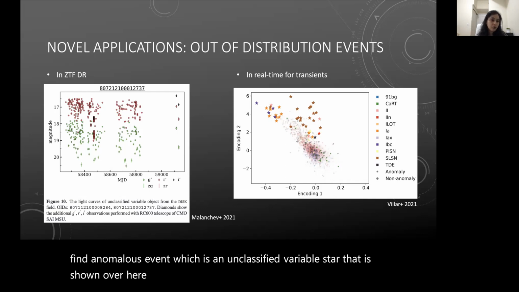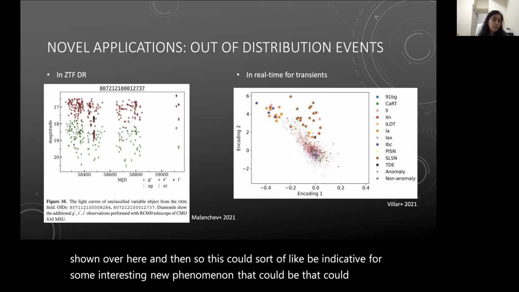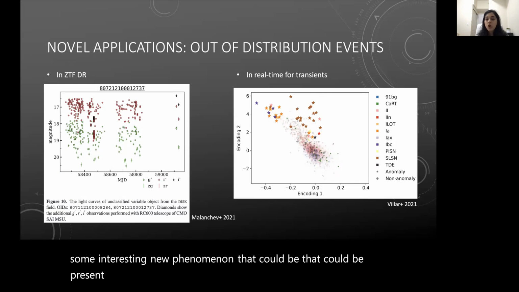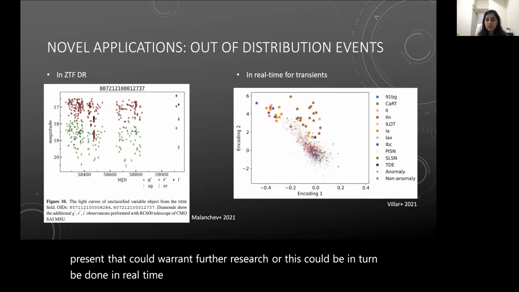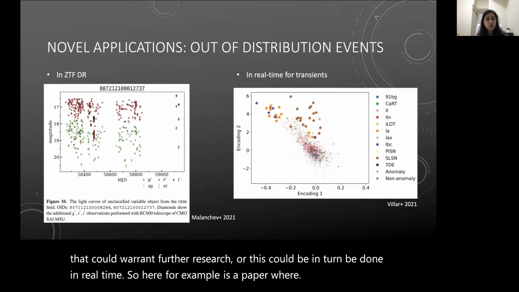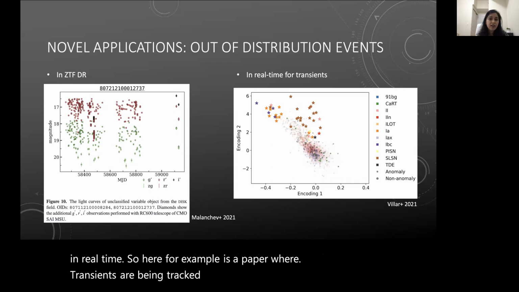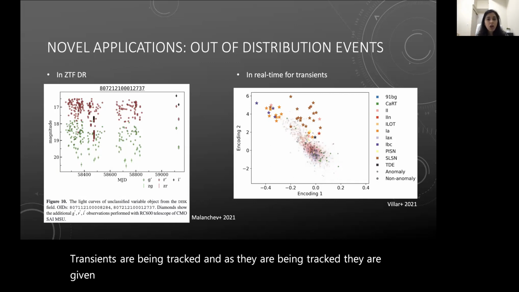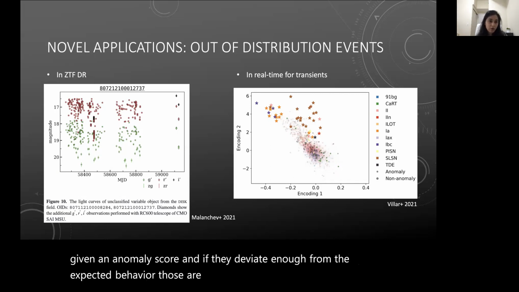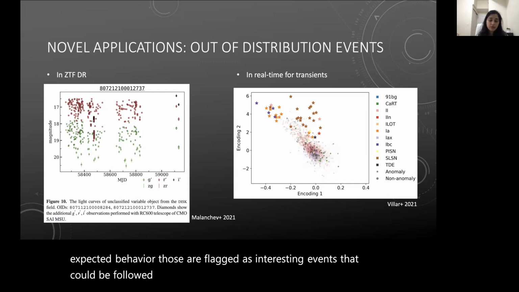This could be indicative of some interesting new phenomenon that could warrant further research, or this could in turn be done in real time. Here, for example, is a paper where transients are being tracked, and as they are being tracked, they are given an anomaly score, and if they deviate enough from the expected behavior, those are flagged as interesting events that could be followed up with resources.